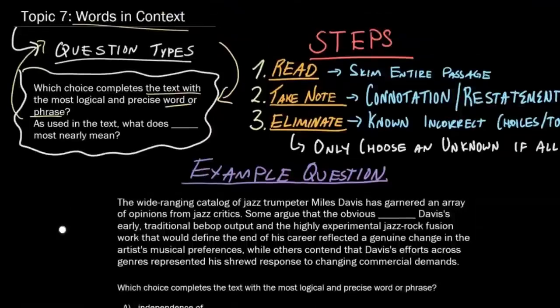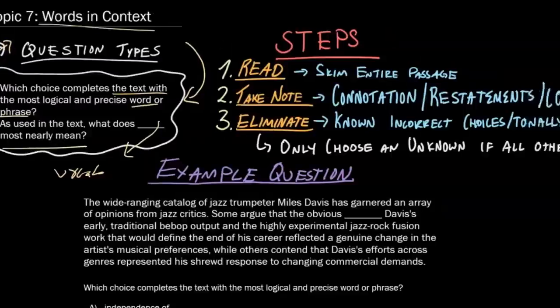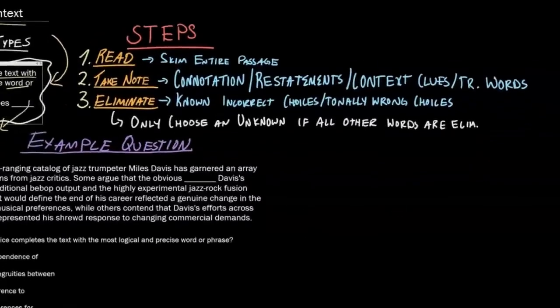And then: as used in the text, what does, and this is just going to be some vocab word, what does that most nearly mean? Okay. So what they might give you here is a word that has a bunch of different meanings, like date, let's say. You have the fruit, you have the calendar date, you might have a romantic date, etc. What does that most nearly mean? Then they'll give synonyms for the different meanings of that word. Now here's how you're going to solve one of those.